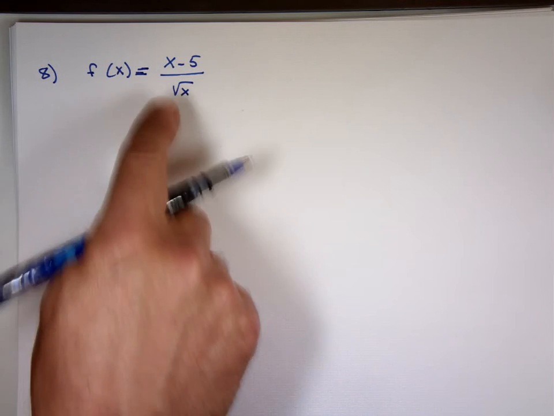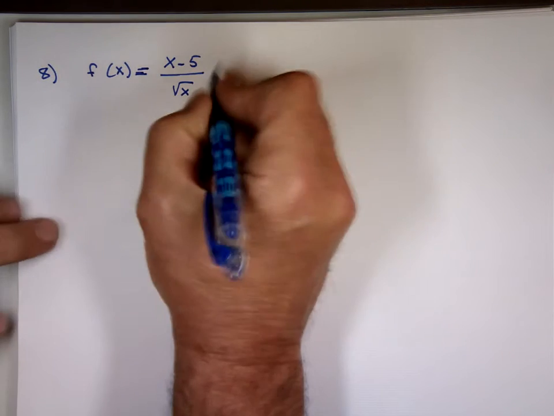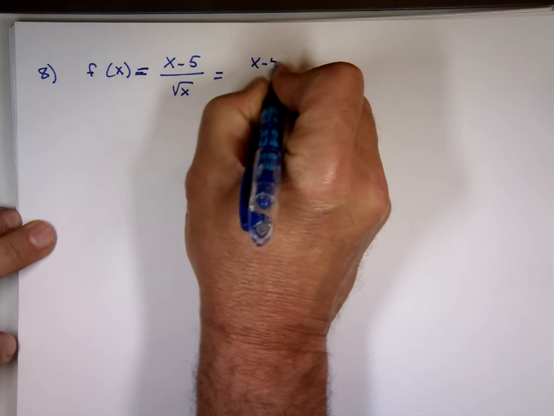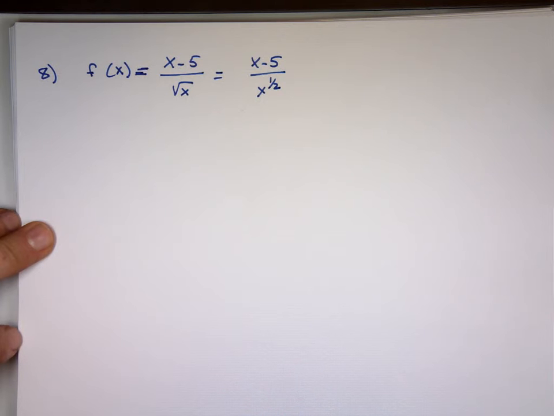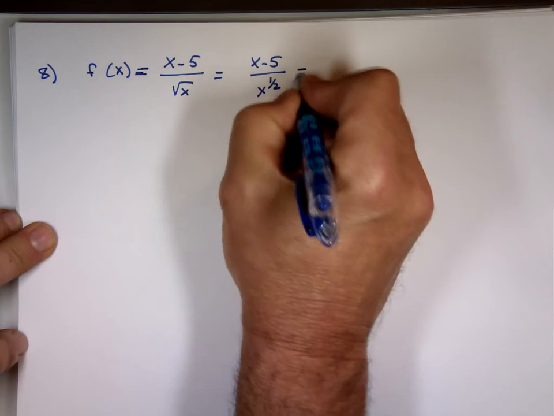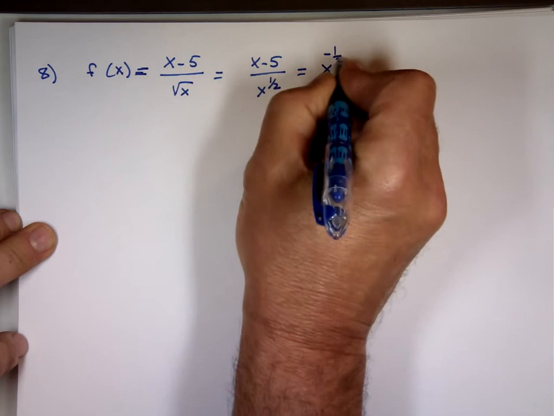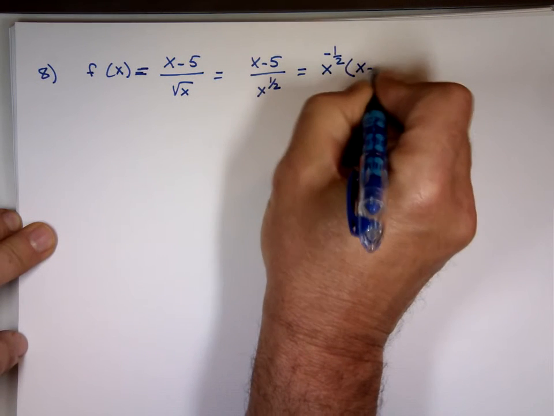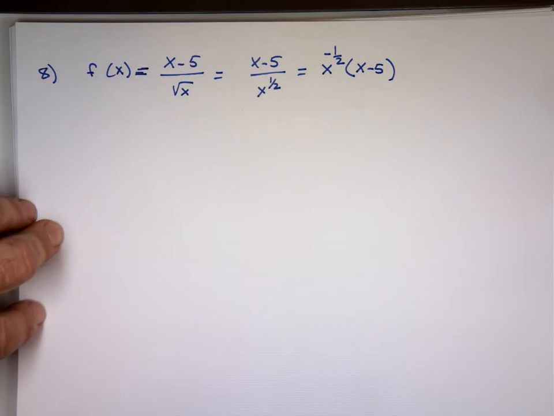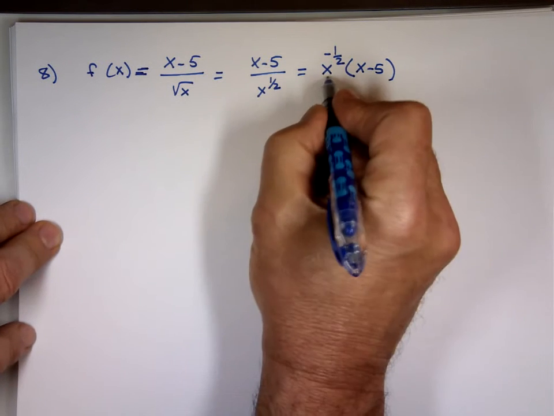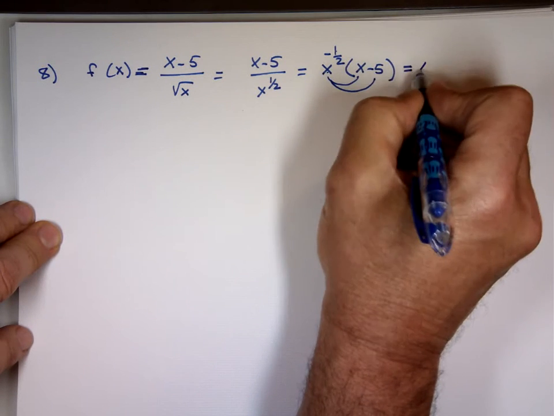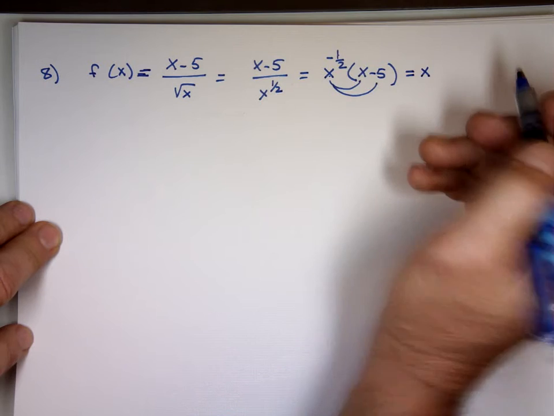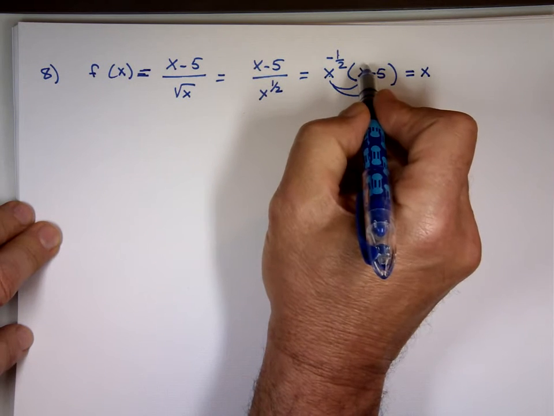When you look at that, this is x minus 5 over what? X to what power? 1/2. And if you bring that x to the 1/2 to the top, it becomes what? X to the minus 1/2 times x minus 5. So distribute that. What's x to the minus 1/2 times x? When you multiply, you add your exponents. What is minus 1/2 plus 1? That's 1/2.